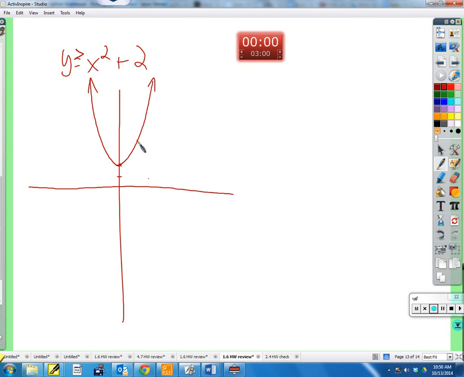Any point here will make both sides equal, so any point above it will make y greater. So I change all of these points. Or if I change it to less than, everything below it.